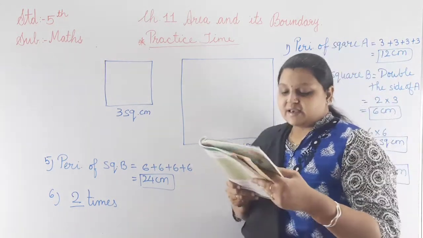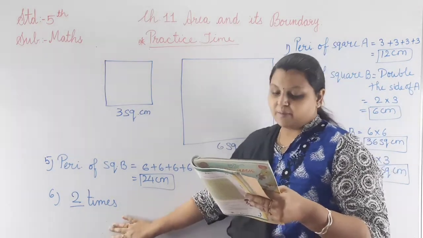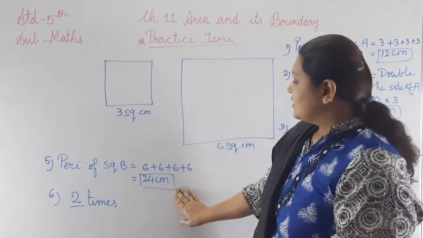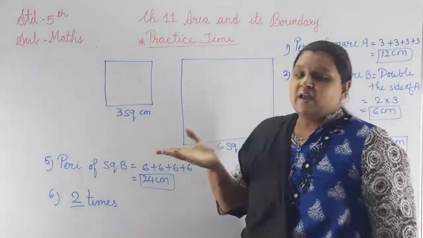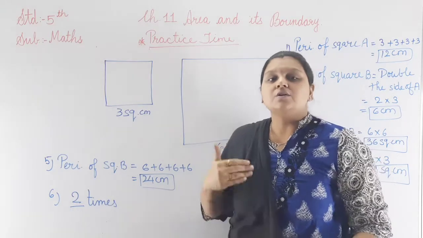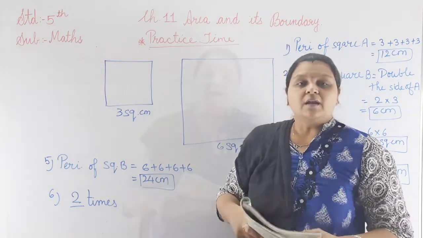Now we can say the perimeter of square B is 2 times the perimeter of square A. Here 24 and here it is 12. So 12 and 24, that is 2 times the perimeter of square A.